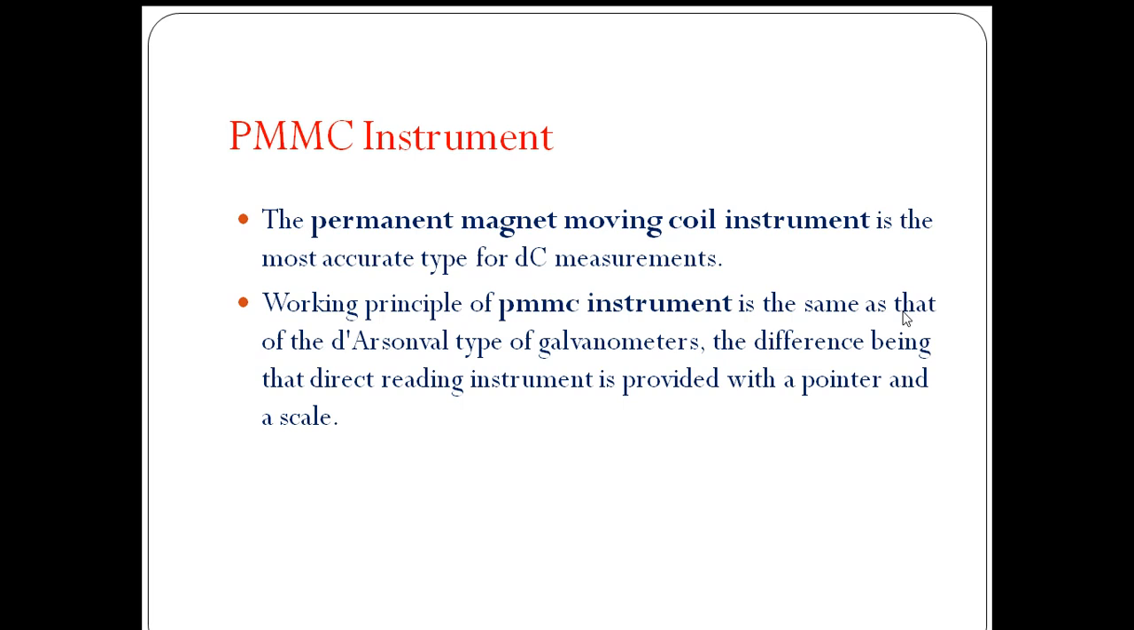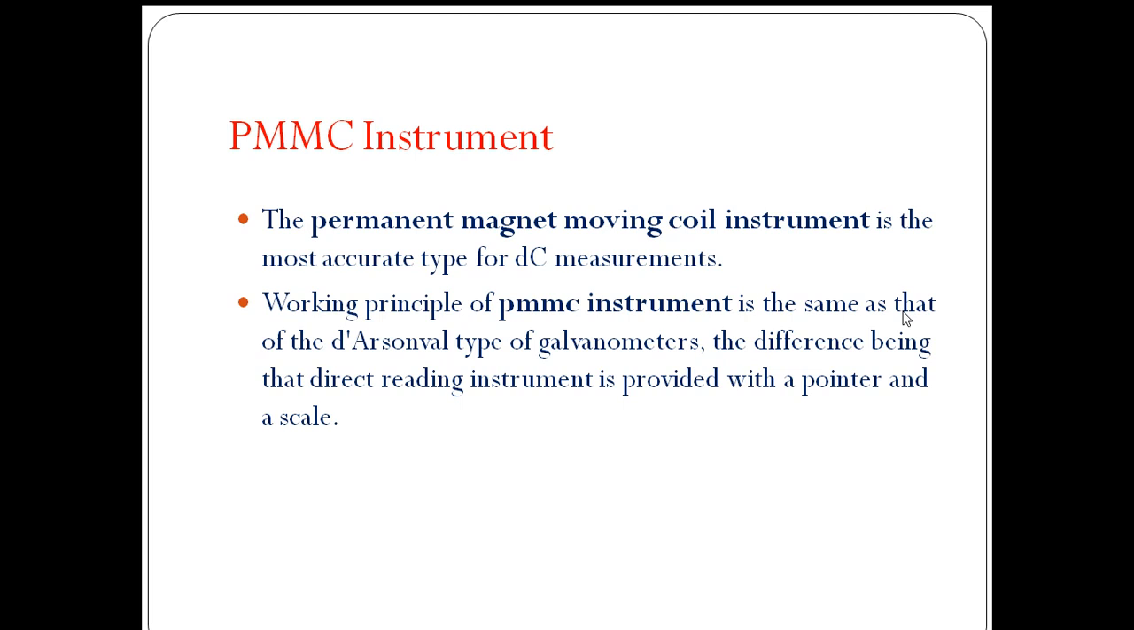So in that PMMC instrument, PMMC meter means permanent magnet moving coil type instrument, which is the most accurate for direct current measurements. This PMMC meter will be used for only DC measurements. And the working principle of the PMMC instrument is the same as that of the D'Arsonval type galvanometer.